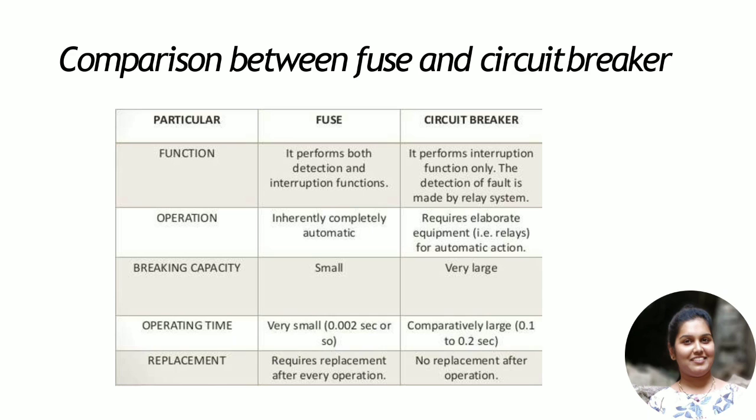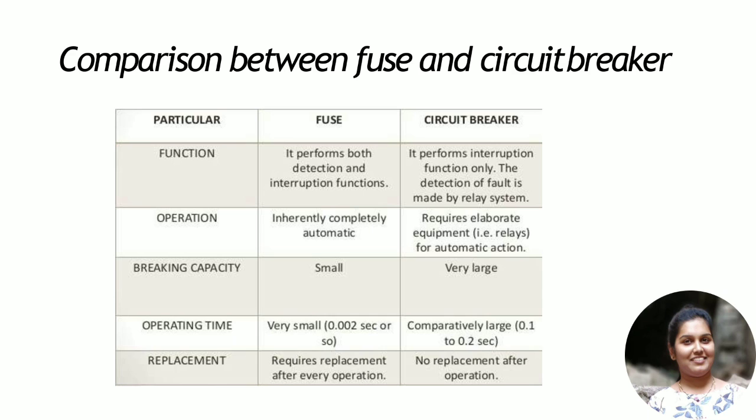Next, breaking capacity is very small for a fuse, whereas for circuit breakers it is very large. And operating time, as I have just now told you, is very small for a fuse, around 0.002 seconds or so, whereas for circuit breakers it is comparatively large, that is, from 0.1 second to 0.2 seconds is the operating time.